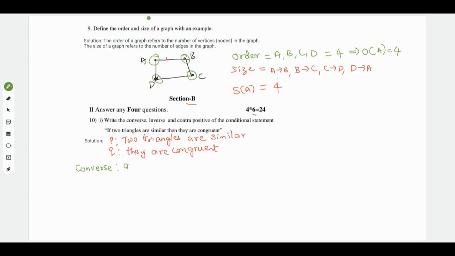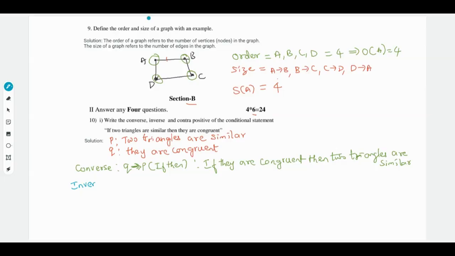Converse is nothing but Q implies P. Implies means if then. We should use if then if it implies is given. Implies means this arrow mark. So we will write: if they are congruent, then two triangles are similar.